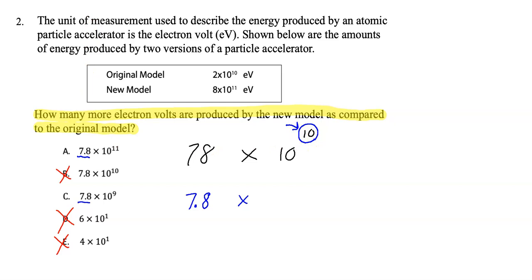Well, I can eliminate C, because C has an exponent that is less than 10. It's a 9 here, so C's gone. As you can see, A has an exponent of 11, which is bigger than 10. So A is my answer. And if you want to just write out this final piece, this would be times 10 to the 11th.